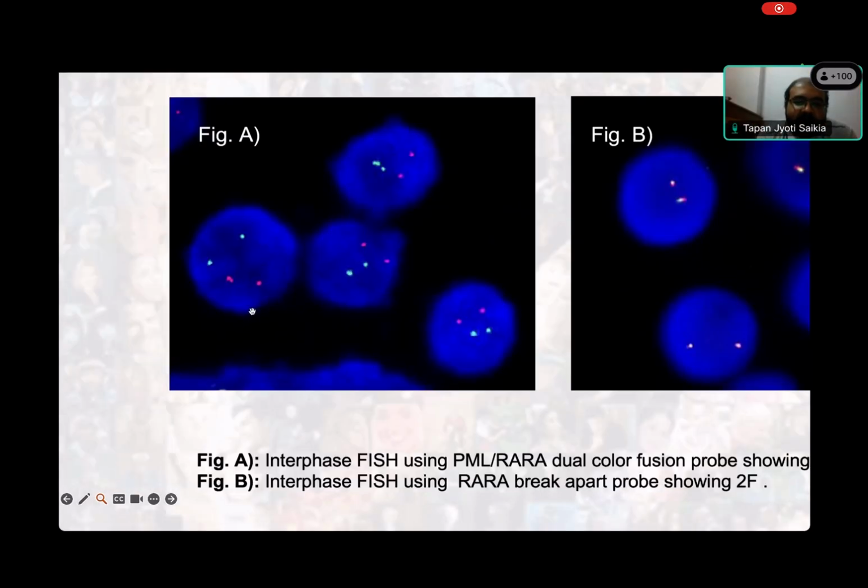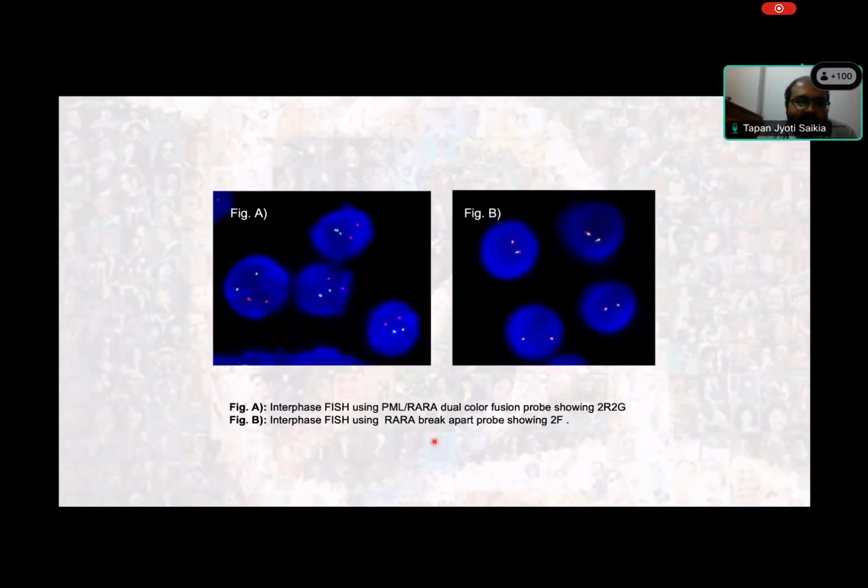Sir, again, RARA can be fused with any other gene other than PML, right? So you think this is still APML, although FISH is negative. So before thinking variant RARA, there could be situations where FISH is negative but PCR is positive. This can happen with many fusions. This is something known as cryptic fusions.